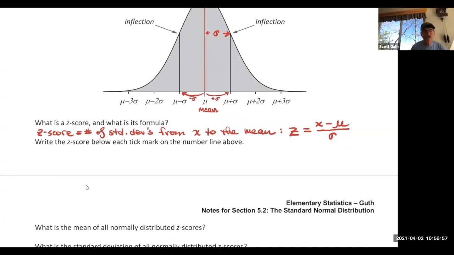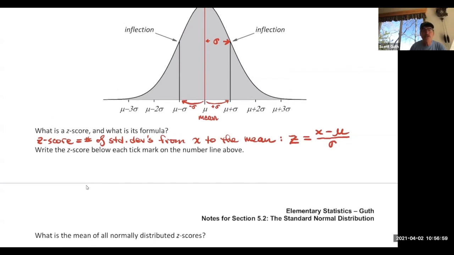Now it says write the z-score below each tick mark on the number line above. So what's the z-score of the mean? How many standard deviations is it from the mean? Would you guys just unmute yourself? And if you can, how many standard deviations is the mean from the mean? 0? Yeah, it's always going to be 0 here. In the center, it'll always be 0 in terms of z-scores.